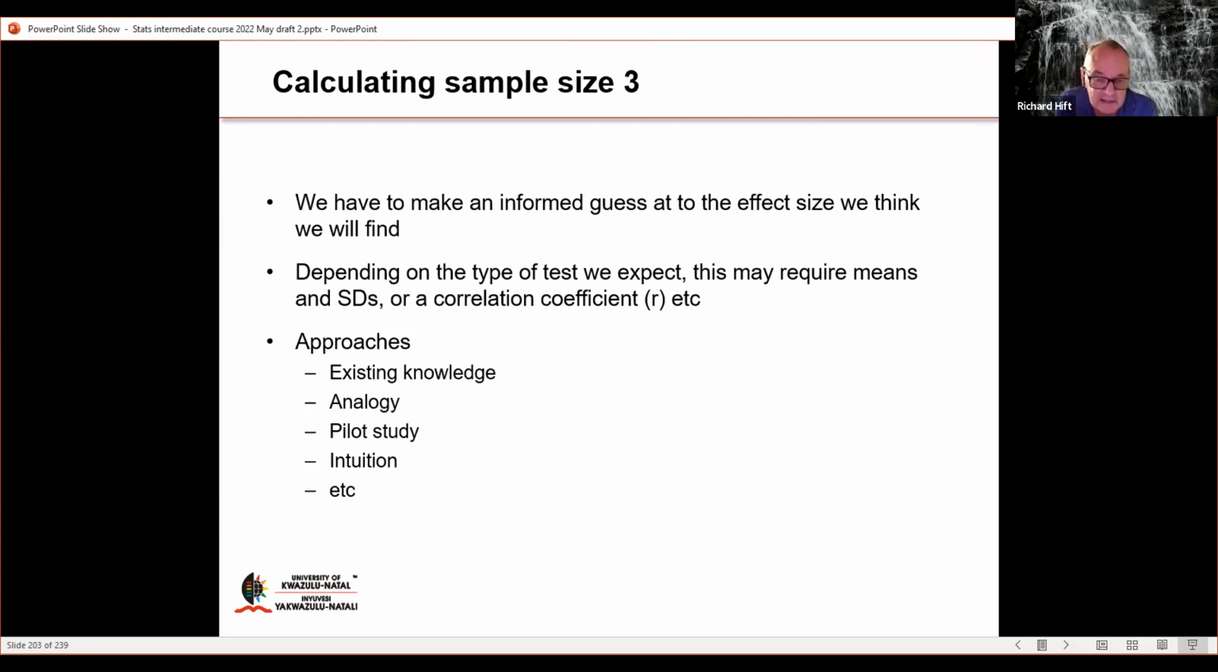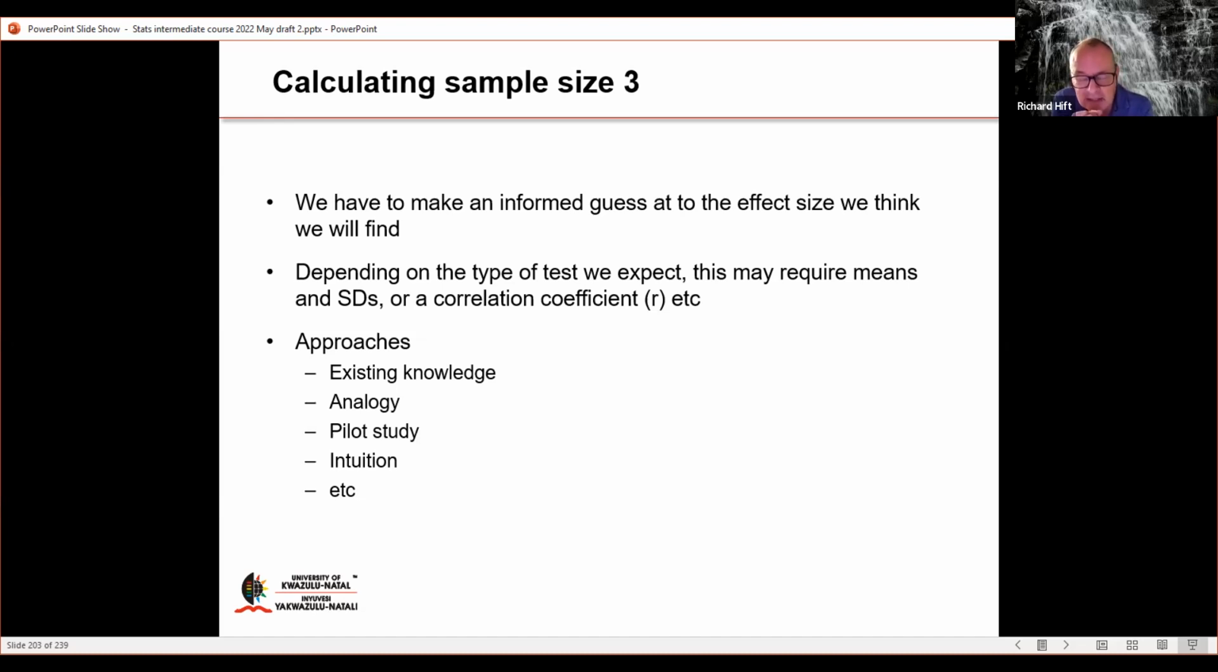Or there may be analogy. Look, I don't know what's going to happen to these rats, but I do know that there's another toxin which is quite similar to this one. And when that was used, rat survival was halved. So I'm going to assume it's about the same. It's going to be 8 months versus 4 months.